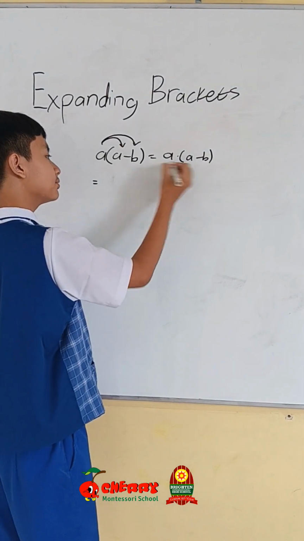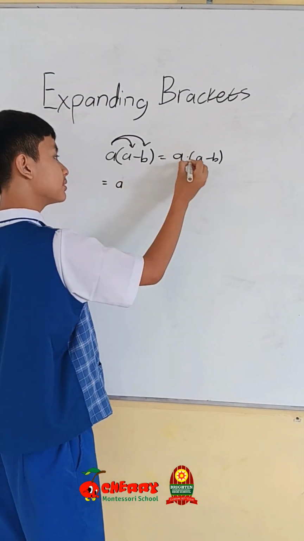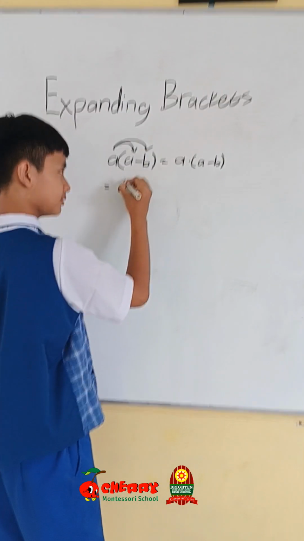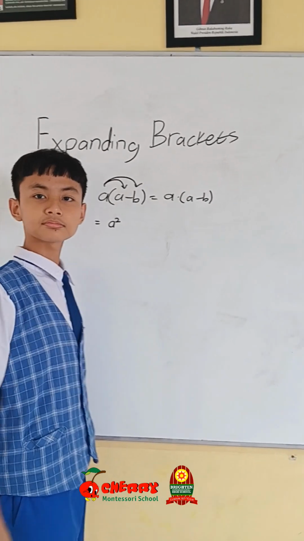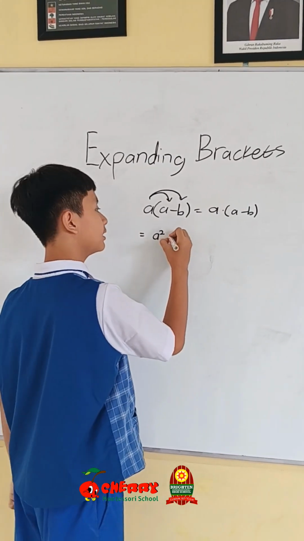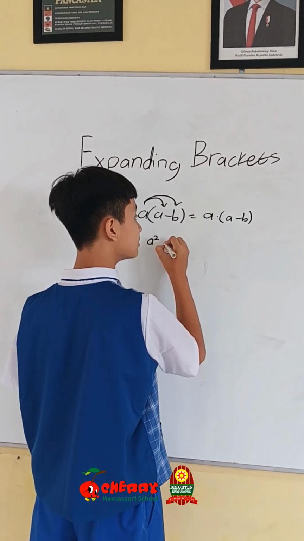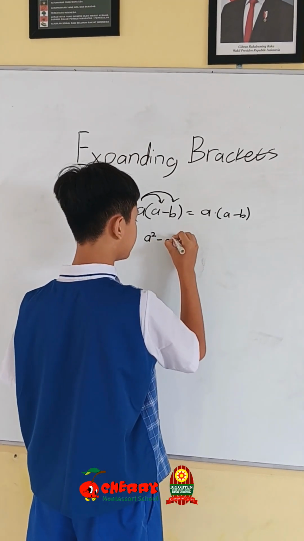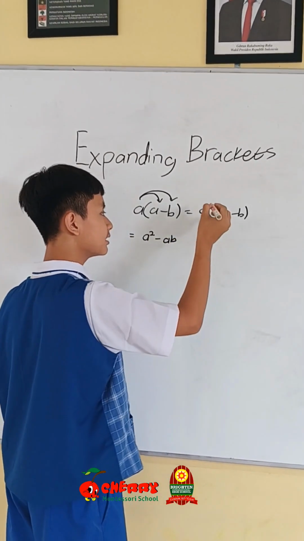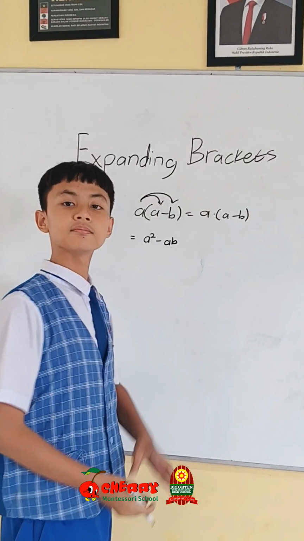Just multiply them both. A times A is A squared. And A times negative B is negative AB, since A and B are different.